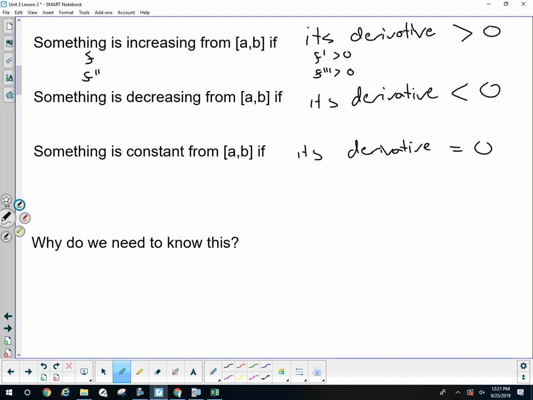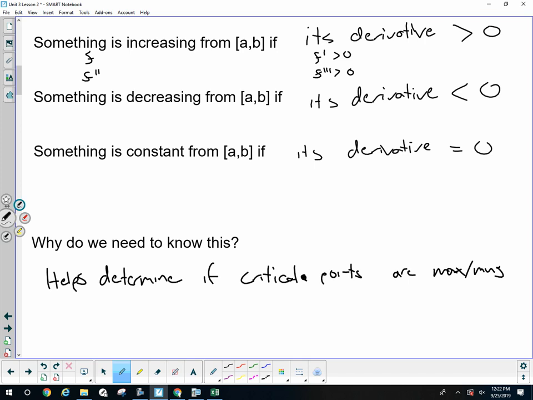Okay? And this is important because being able to analyze signs of derivatives will lead me to discovering if critical points are maxes or mins. I don't know if this is in your notes, but put it in. Helps determine if critical points are maxes or mins. Okay?